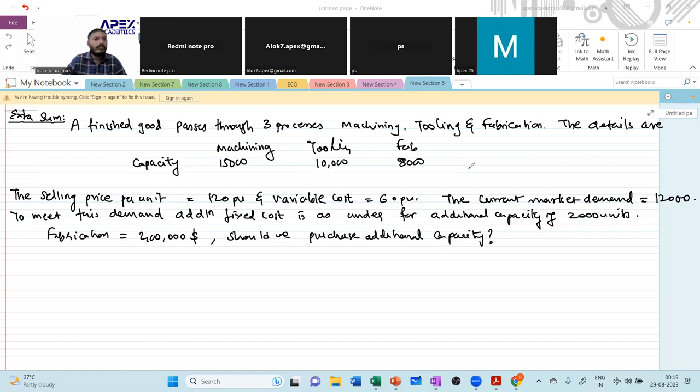Is it solved? I got 5 responses by the time I was texting. Reject, as fabrication can produce only 8,000 units. Loss 80,000. Reject. Let us see. First of all, identify the bottleneck.